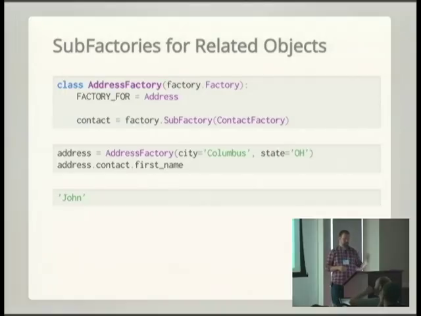So here I made an address factory, and I might have this going in the wrong direction, actually. Anyway, you can kind of see that you have this idea of a subfactory, right? And then you can actually do the traversal, and it actually calls the other factory at the same time to instantiate both objects.